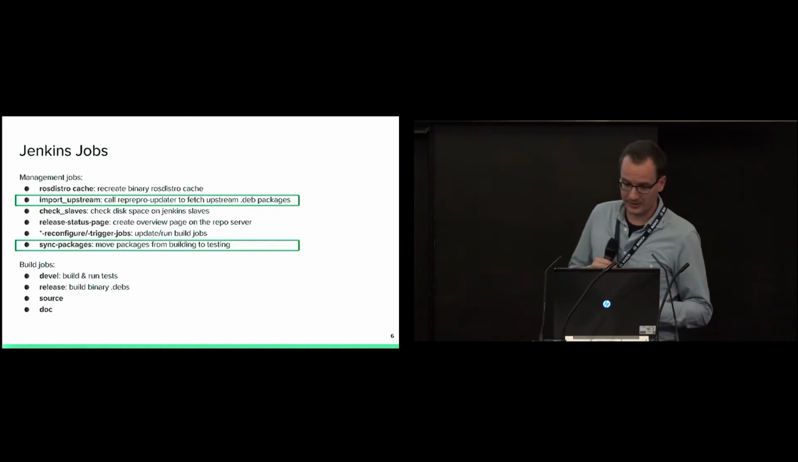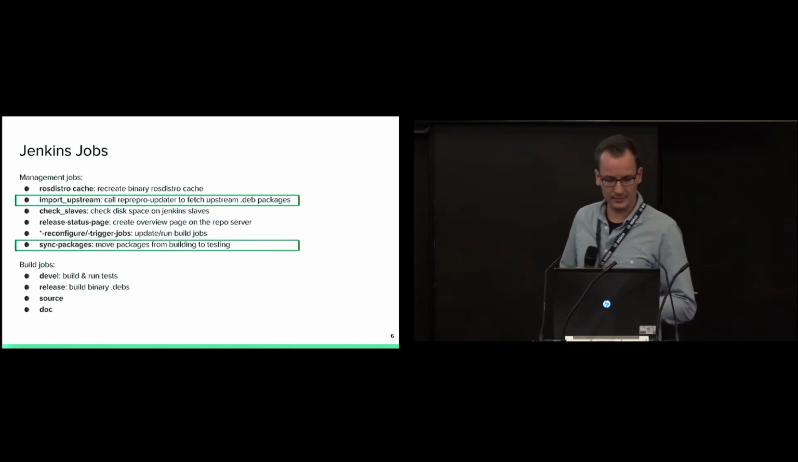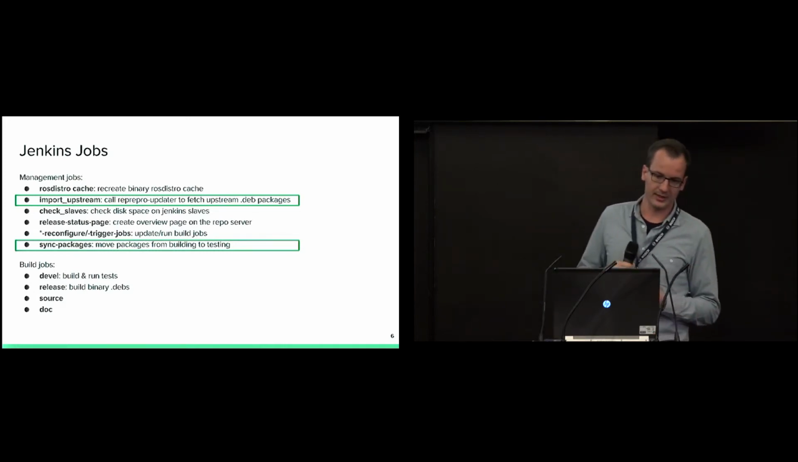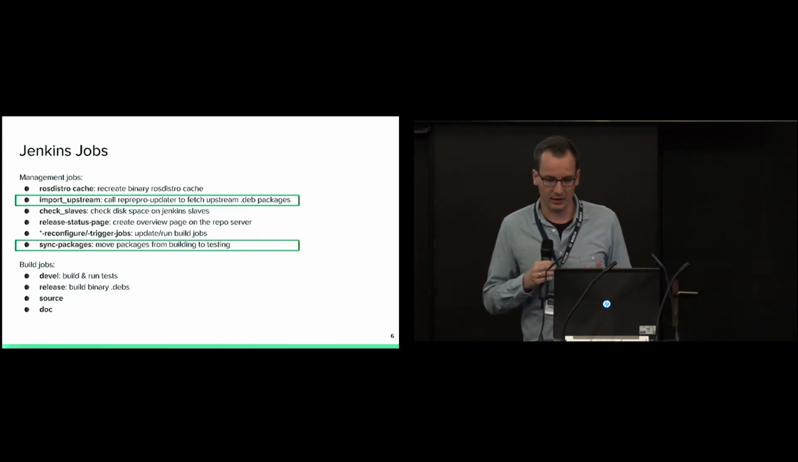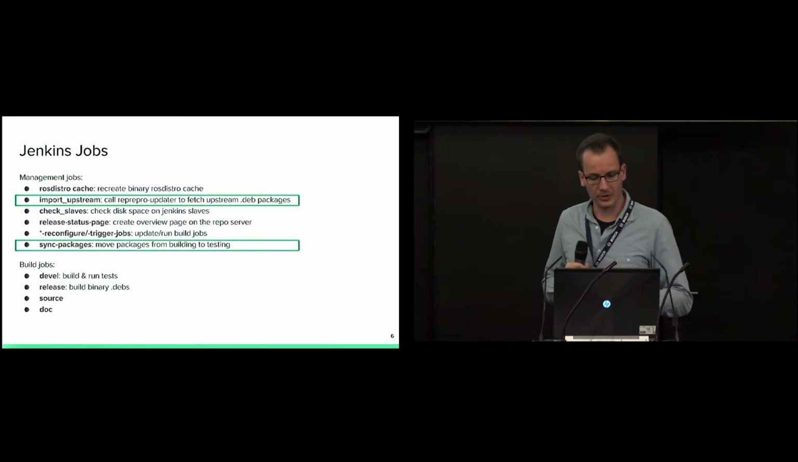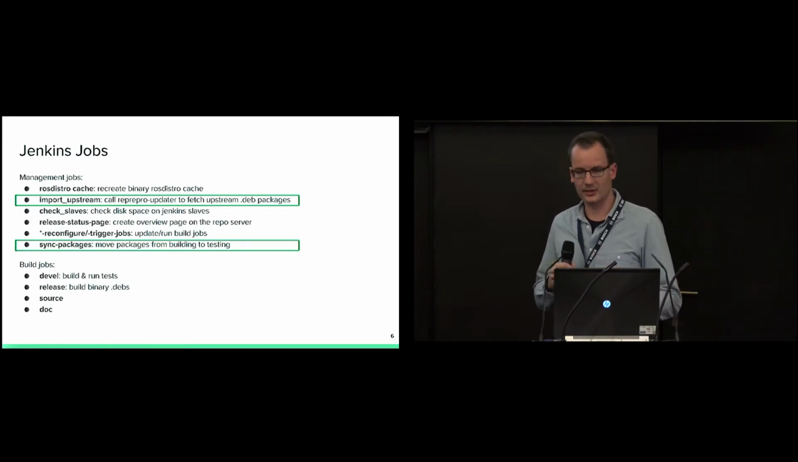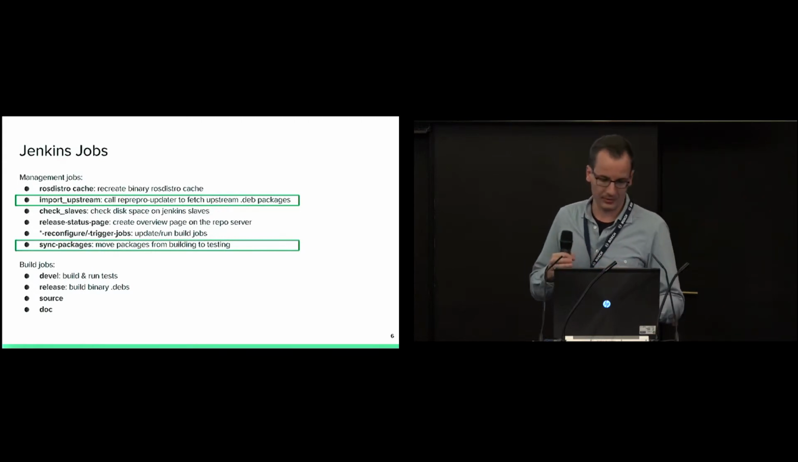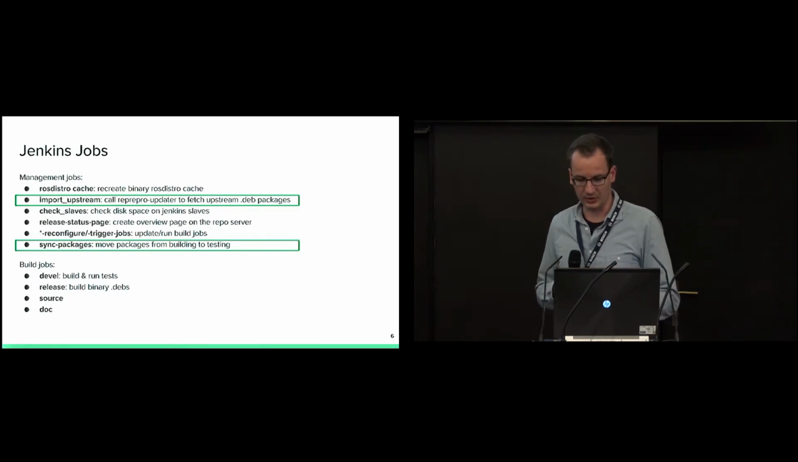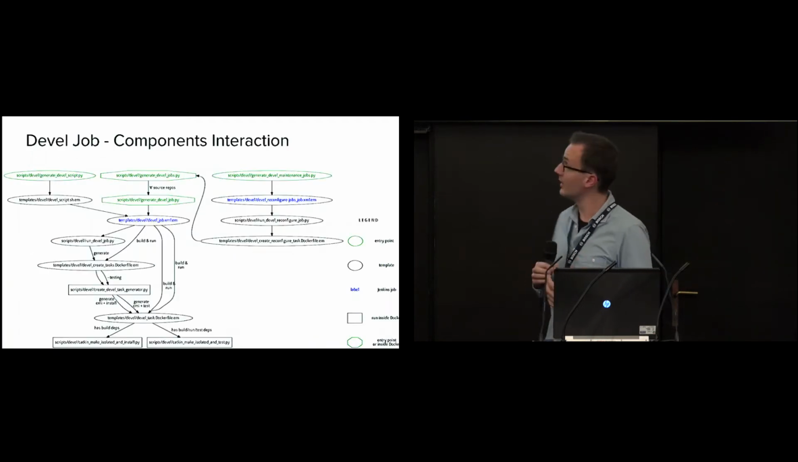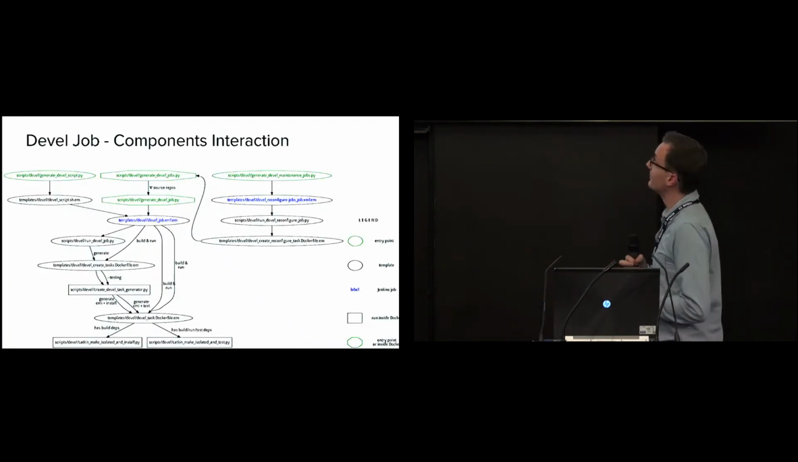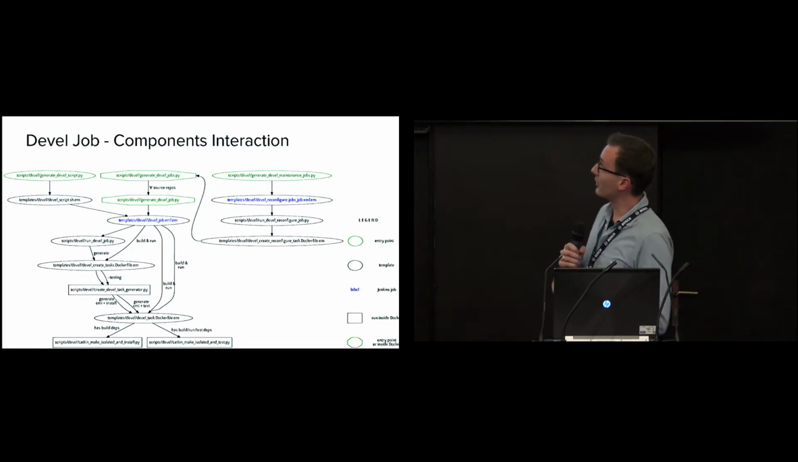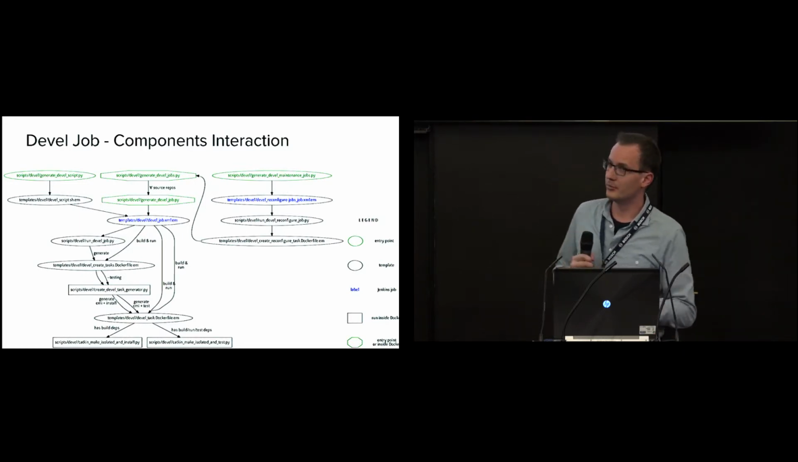And then we have the actual building jobs, which I will go through very quickly. Devel jobs are basically jobs that build the whole repository of yours and also run the tests. Release creates the Debian package for a certain release. Source and doc work just as well, so they build the source packages and the documentation for a certain release. So this I pulled out only to show you the basic interaction.